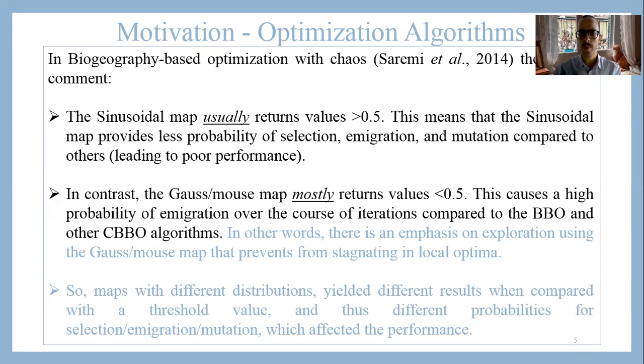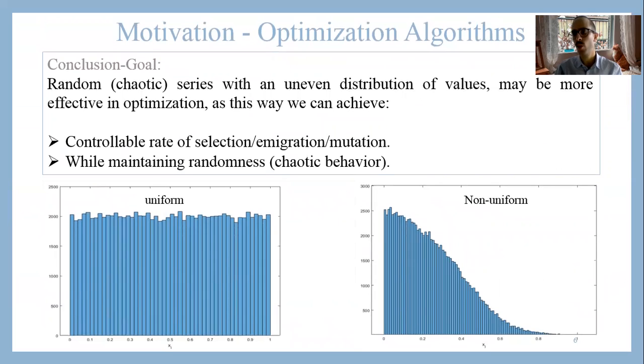For example, in a recent paper, biogeography-based optimization using chaos, the authors find out that by using different chaotic maps, we may achieve different results, and sometimes better results than using simply random variables, because chaotic time series and chaotic variables still possess statistical randomness properties, but they're also a bit more biased. And this may help in the performance of the algorithm. So that was our motivation to see whether we can construct chaotic maps that we can use in chaotic optimization algorithms that can have statistically desirable characteristics.